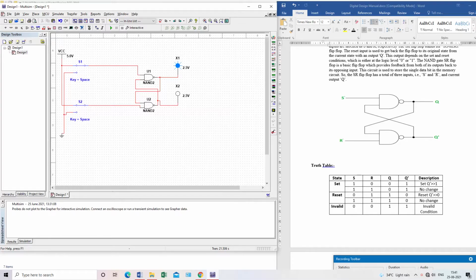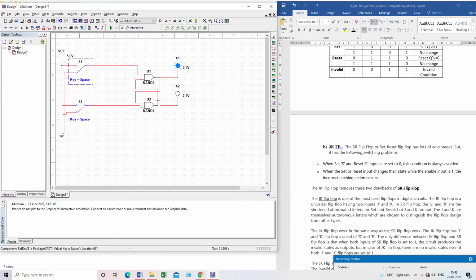And the last condition is 0 0. We'll make this 0 and this also 0. This is an invalid condition. It won't affect anything in the SR flip-flop, but here there is no clock, that's why we can't determine the exact output here. That's why we don't go for this condition. So this is our SR flip-flop, and design the JK flip-flop with the SR flip-flop.